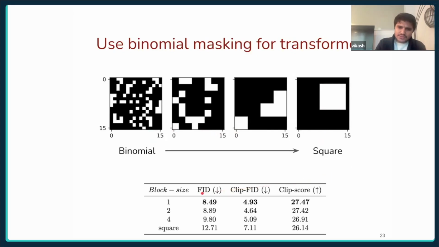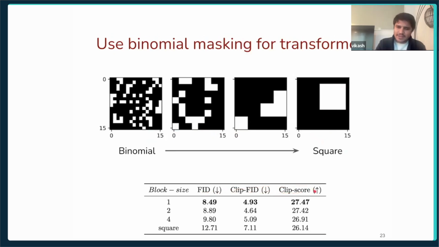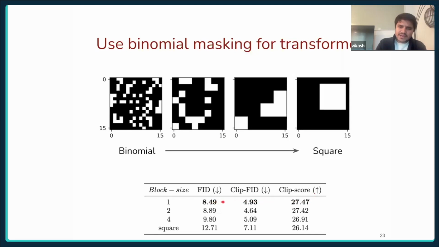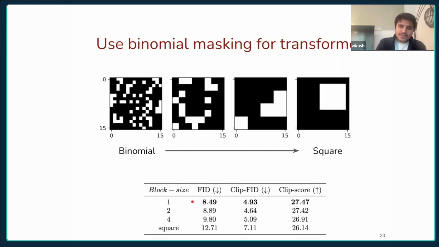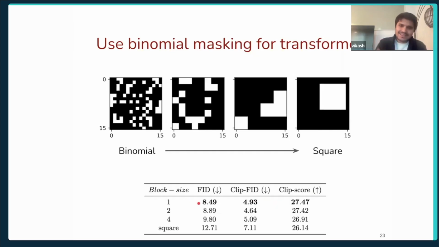As you can see, across these three metrics, FID where lower is better, and CLIP score where higher is better, in our constrained ablation, we find that for a transformer, if you drop each patch randomly, it gives you the best generation quality across all metrics. And in fact, as you go more and more towards square masking, the quality of generated images actually decreases.